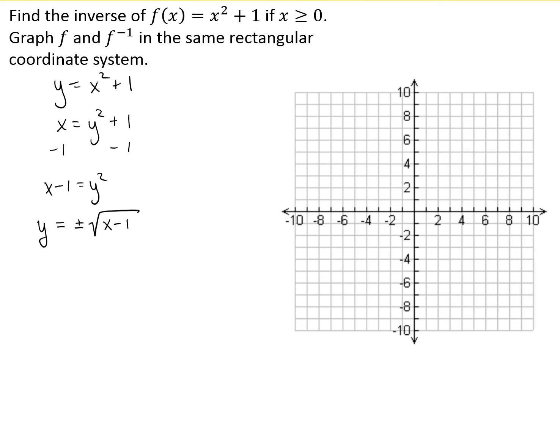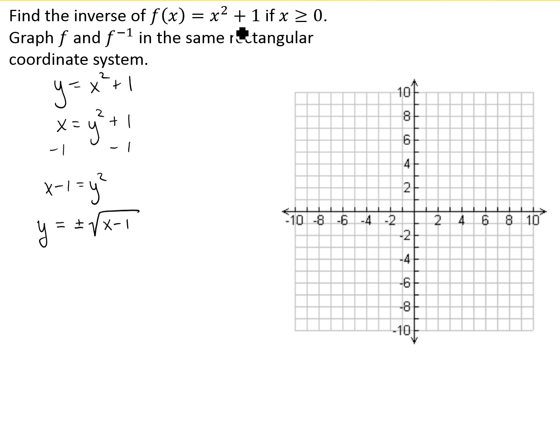Now at this point, we can't really have both of those options. If I use both the positive square root of x minus 1 and the negative square root of x minus 1, I'm going to end up with something that's not a function. So I need to pick one, but I can't just choose randomly or choose what I think is most convenient. I have to go back and look at this condition up here that was given.